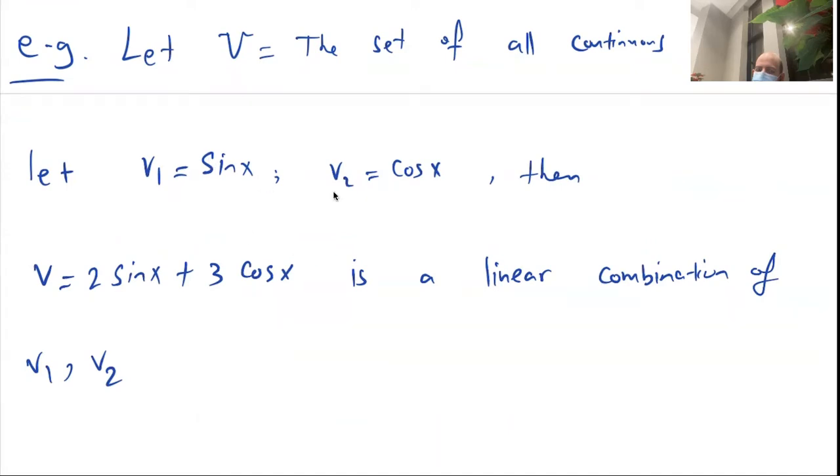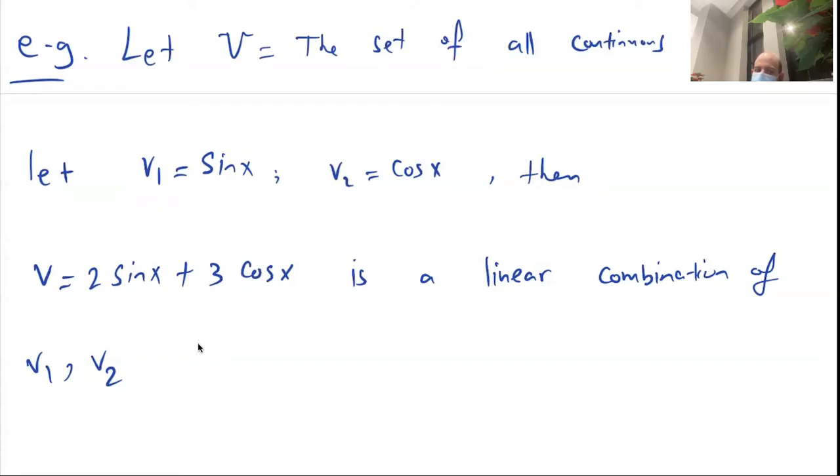Now, sine x is an element of this set because sine x is a continuous function. Cos x is also a continuous function, so sine x and cos x are both elements of this vector space. Elements of a vector space are called vectors of that vector space. So V1 and V2 are vectors in V, and then v equals 2 sine x plus 3 cos x is another vector because it's another element of this vector space, because 2 sine x plus 3 cos x is also a continuous function.